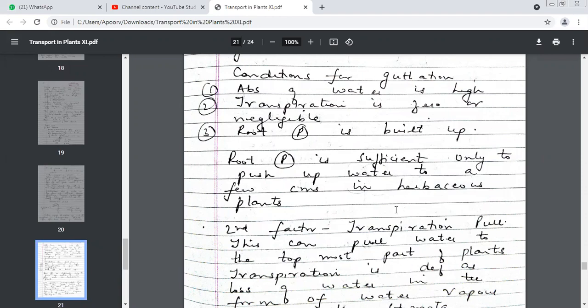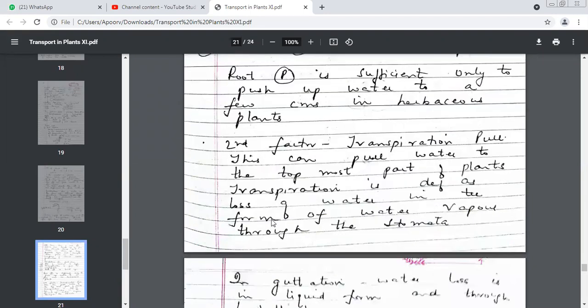So we did about root pressure also. Now this process of root pressure helps the water to move up the plants. Small plants or big trees? Small plants. That means water can move up to a few centimeters only. It is not sufficient for big plants, big trees and all. So we must be having some other technique, no?